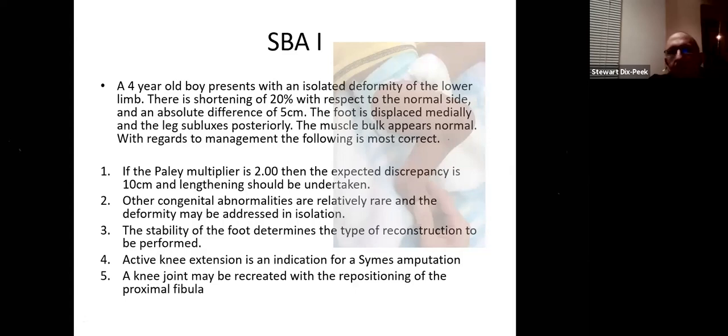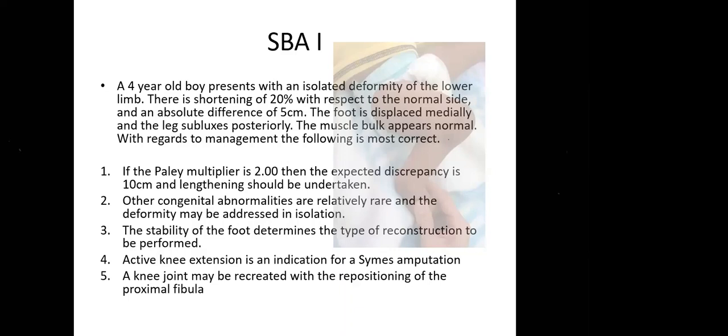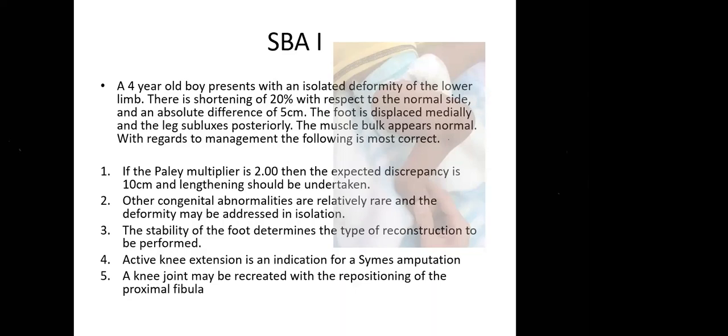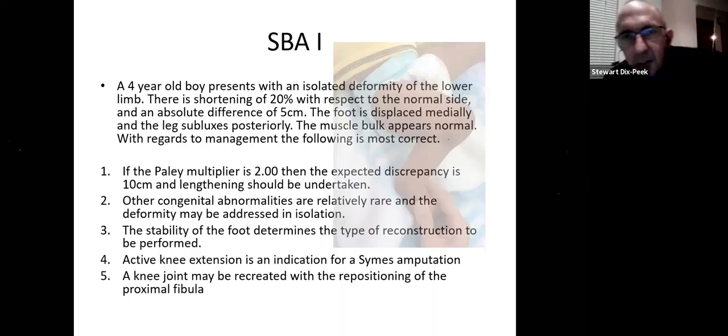Then I say the foot's gone medially and the leg subluxes posteriorly. What am I trying to tell you? What's A, diagnosis, B, implication on diagnosis? So that we are concerned about stability here. So that will direct us into a specific management algorithm. You can see I'm trying to tell you that there is probably a tibial aplasia, that we're borderline lengthenable, and at the same time that you are unstable.